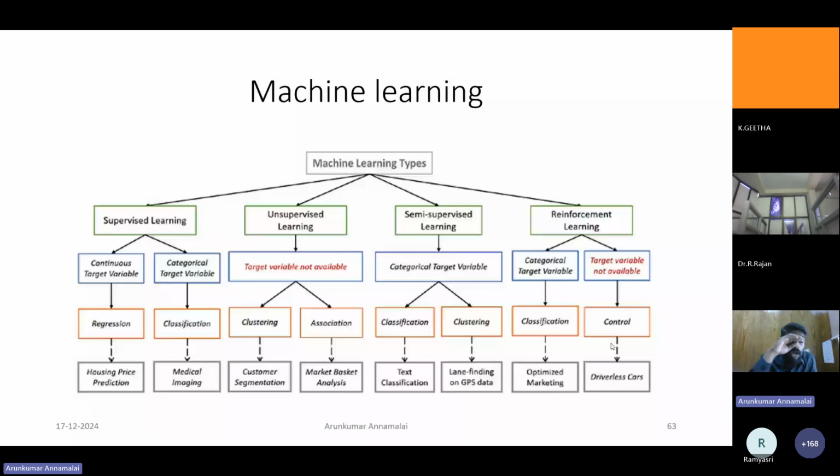So in machine learning, you have supervised learning, unsupervised learning, semi-supervised learning, and reinforcement learning. In supervised learning, if it's going to be a continuous target variable, use regression. If it's a categorical target, it's classification. In unsupervised learning, you have clustering and association, and again in semi-supervised learning, you have classification or clustering, and in reinforcement learning, classification or control.